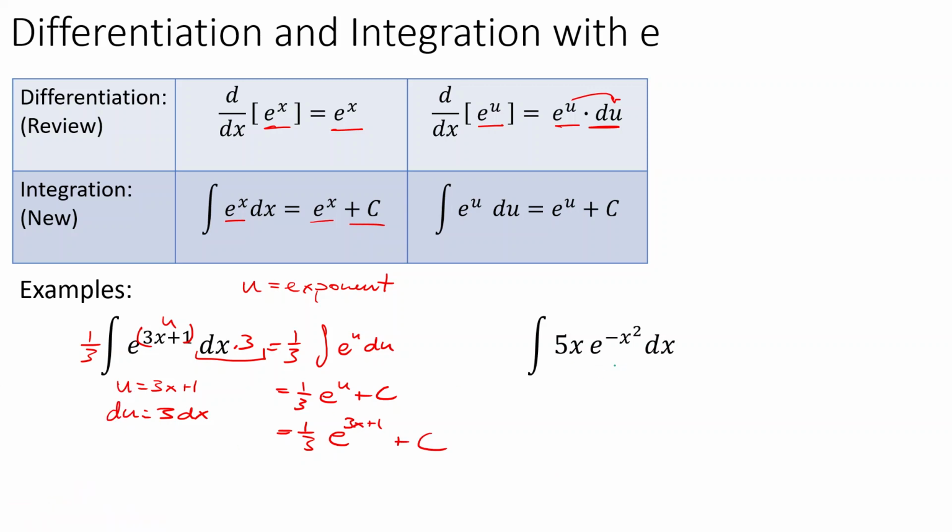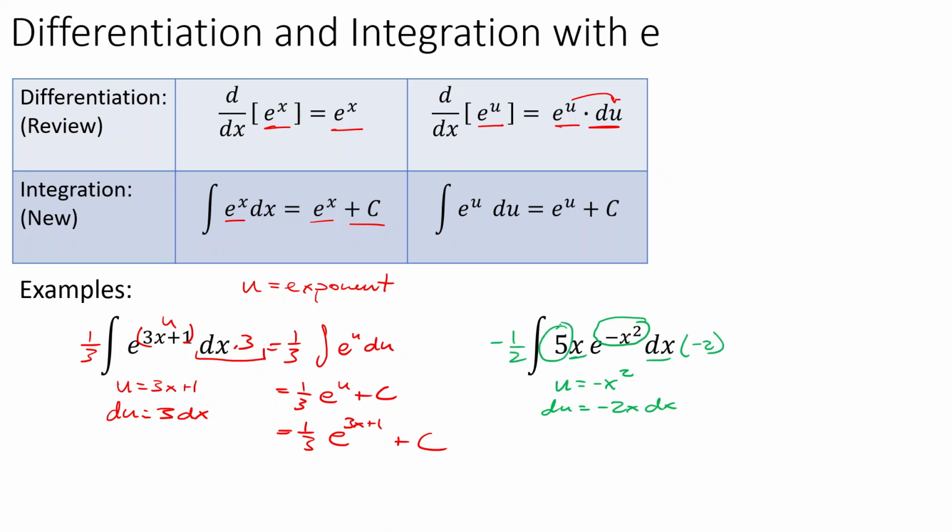All right, how about the next one? Again, we'll start off with the exponent as our u and see what happens. u equals negative x squared. du equals negative 2x dx. We've got an x. We've got a dx. We need a negative 2. We'll put a negative 1/2 out front.